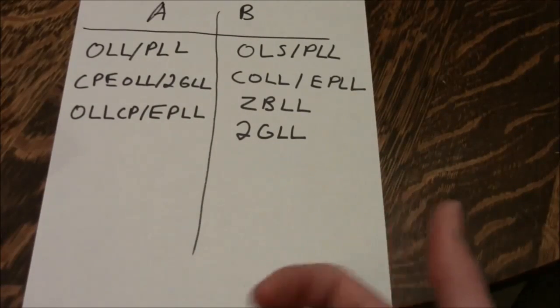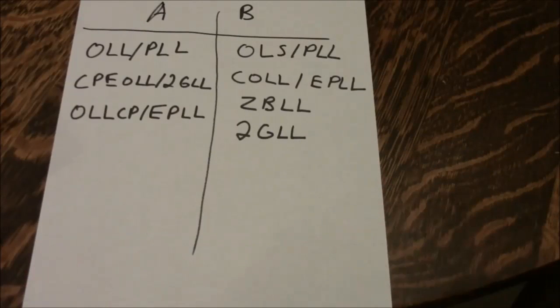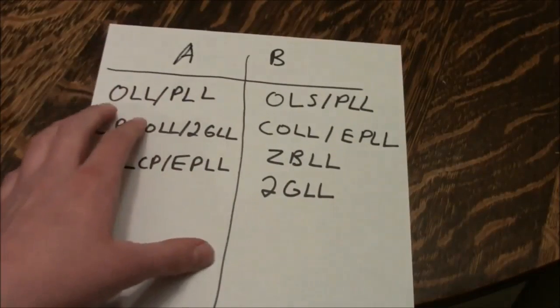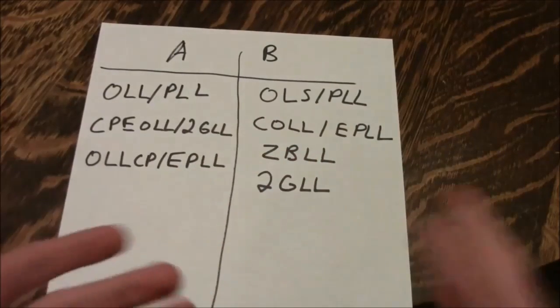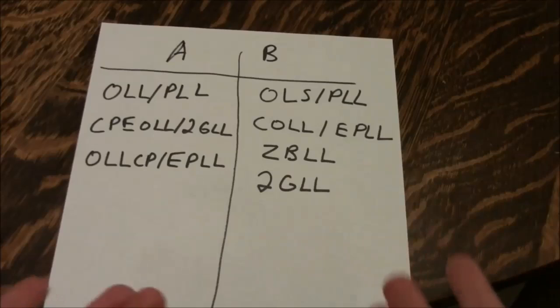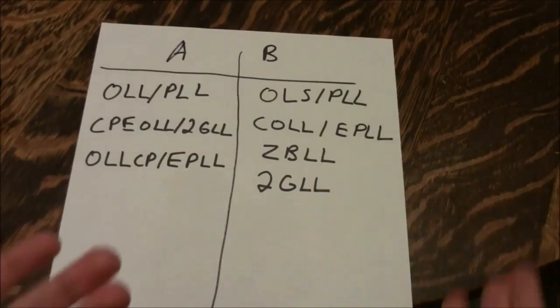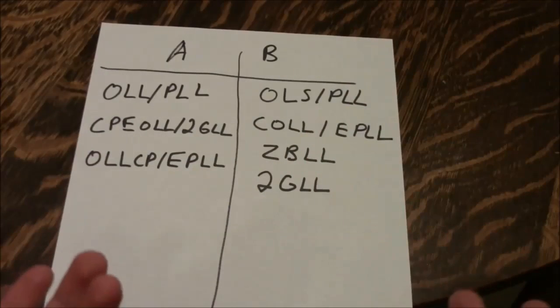Now, if you want to know what order you should learn them in, I would suggest you start by learning some one-handed PLL or OLL, and then you can go off with learning COLL. You can learn the students if you like, but you don't need to learn them. And then if you like, you can venture into some more advanced stuff, like some 2GLL, CPEOLL, and then of course some OLS.